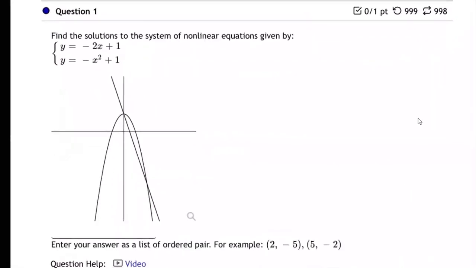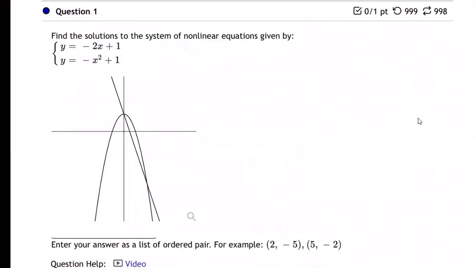Okay, so this is a system of nonlinear equations. What do we mean by that? Well, first off, it's more than one. It's a system. It's two of them. And they're not both linear, meaning they're not both straight lines.